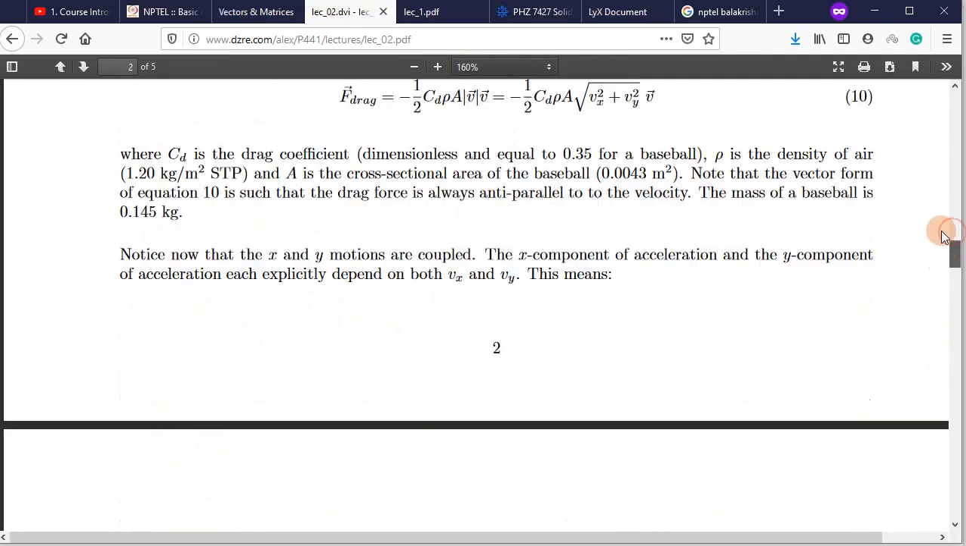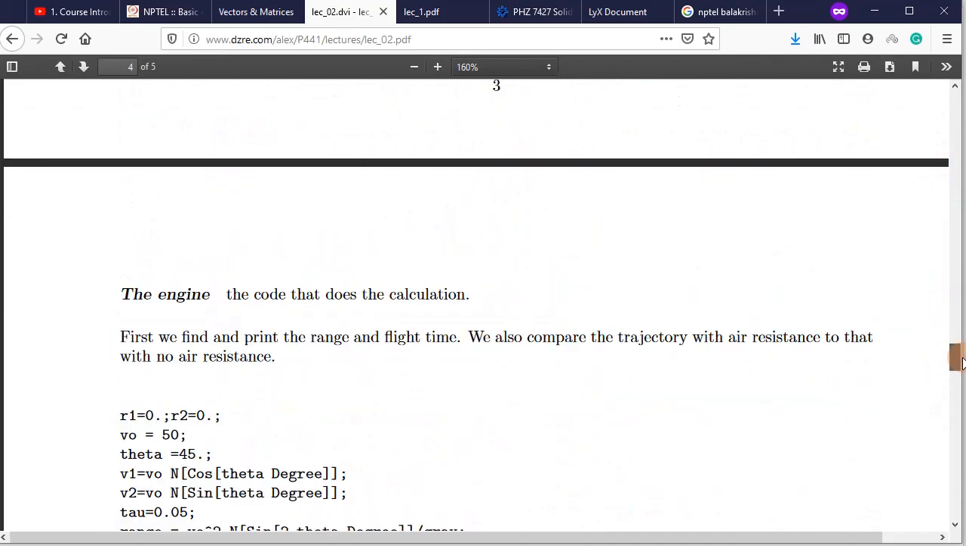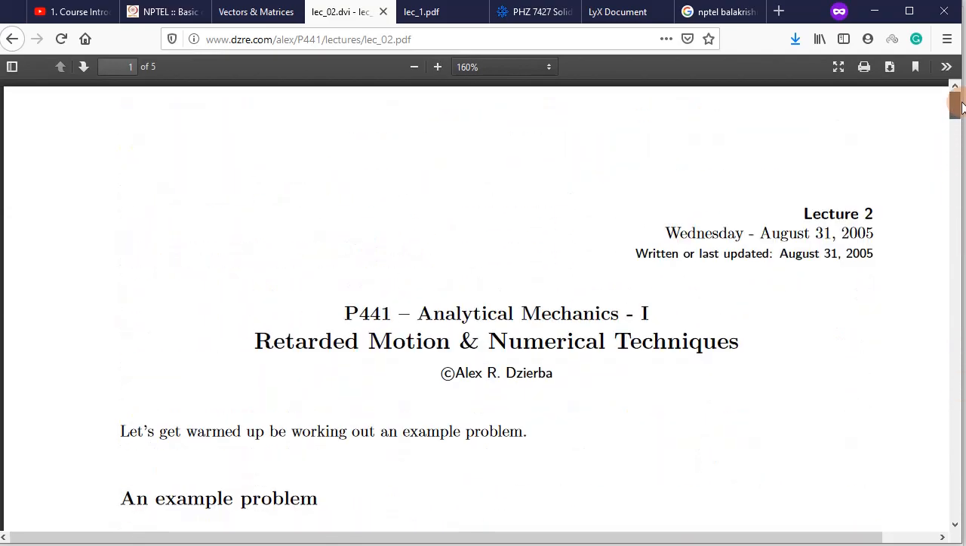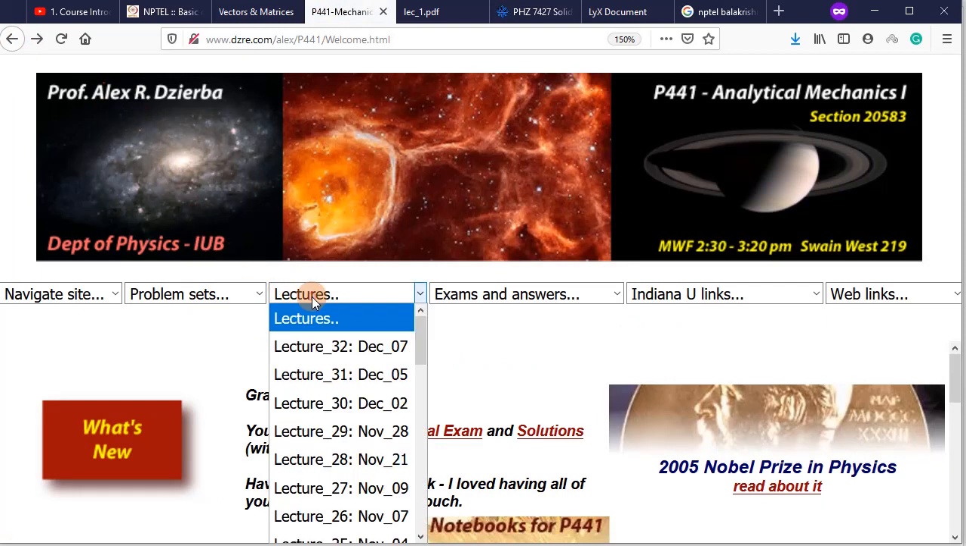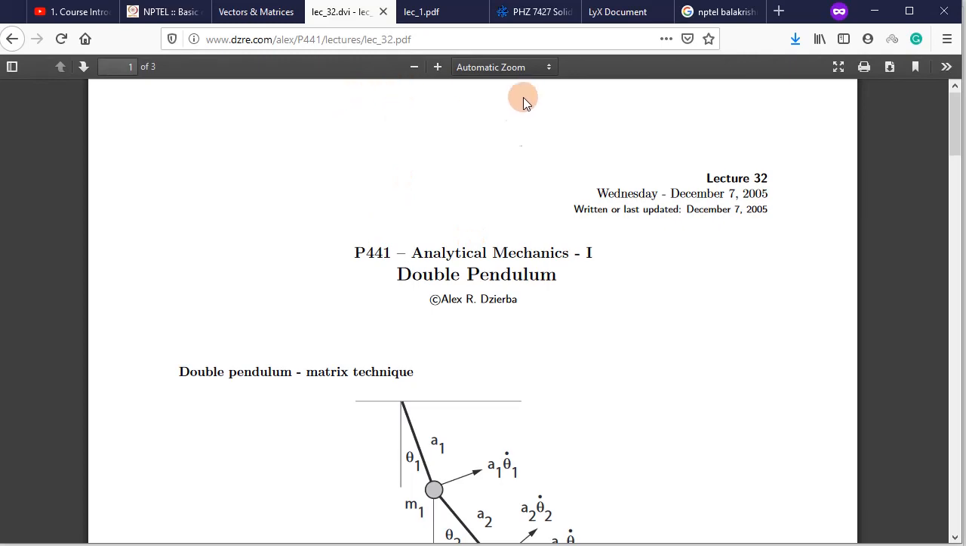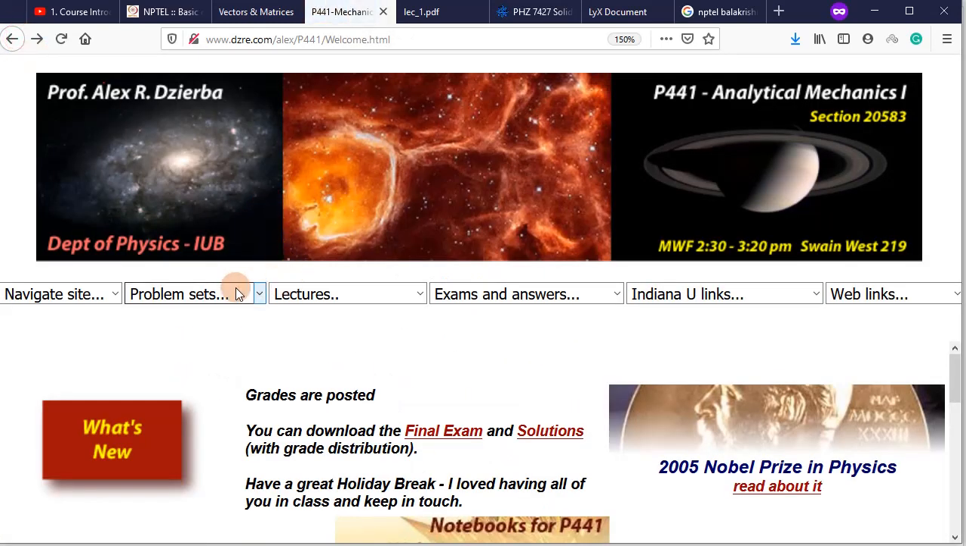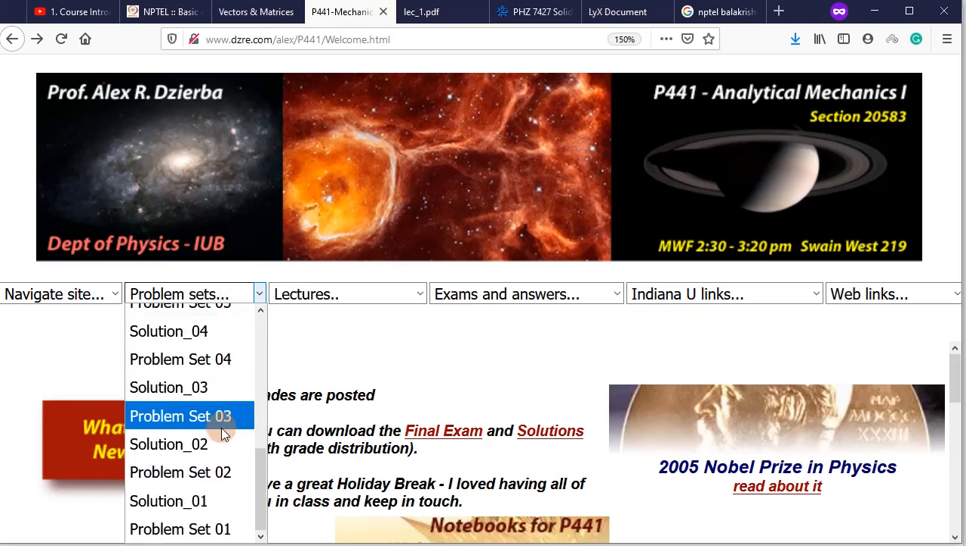This is a retarded motion. So there are some mathematical techniques which you can ignore for the CSIR NET part. Here we have up to lecture 32. So finally this ends with double pendulum. So not only the lectures, you have brilliant problem sets and answers. That's the most beautiful thing of this course.